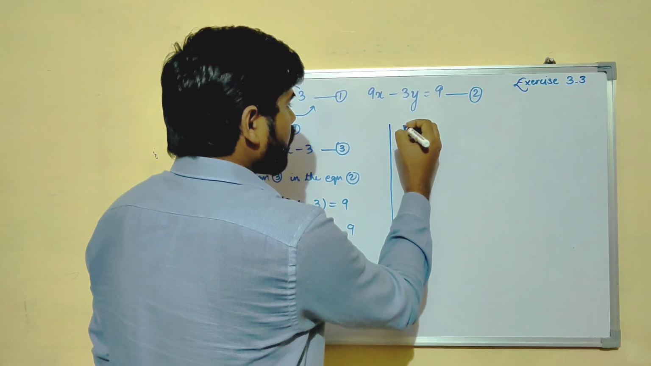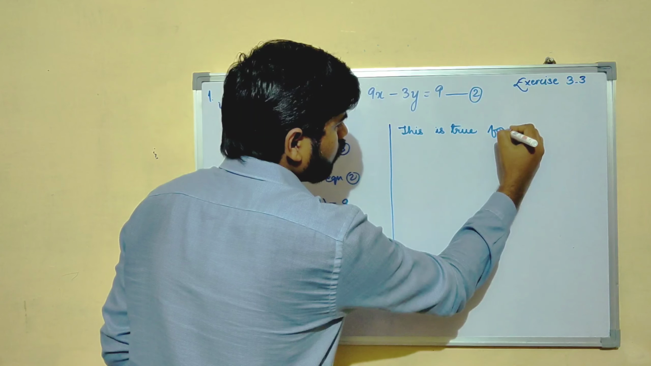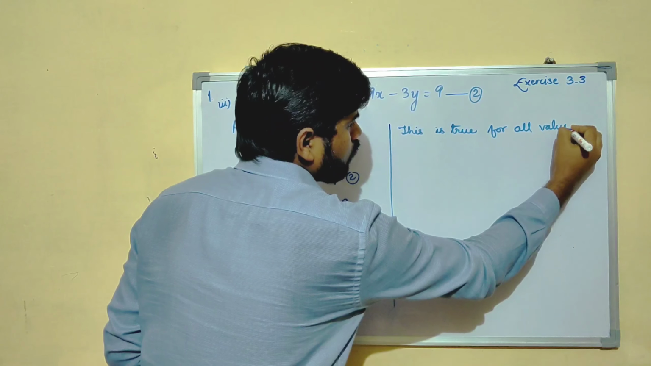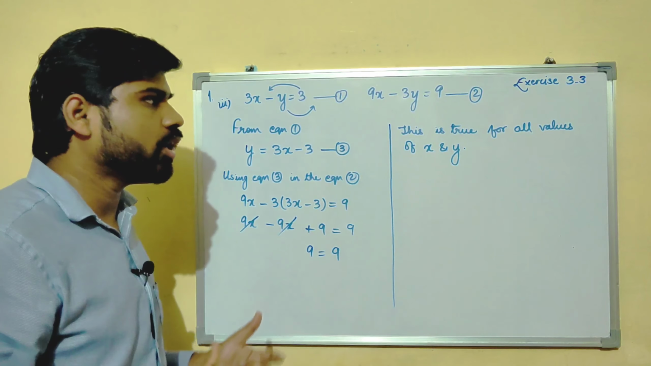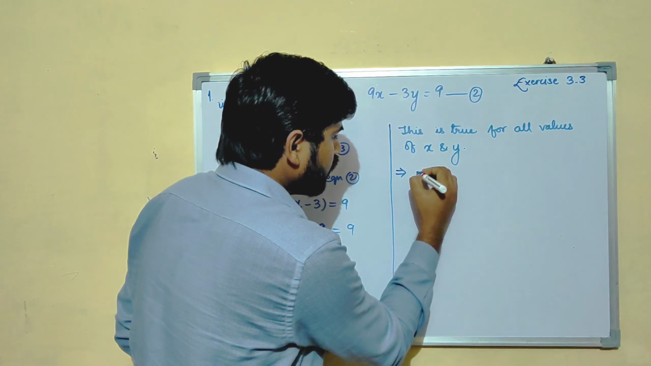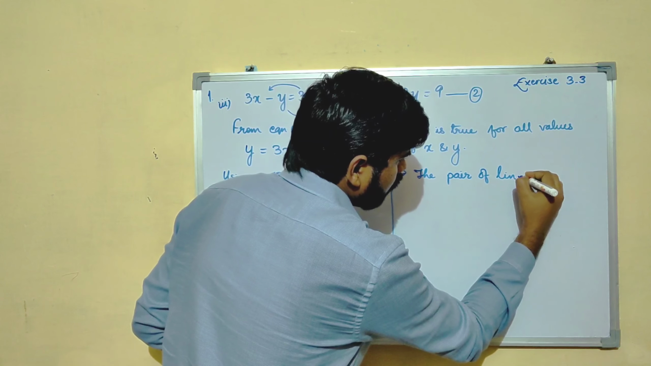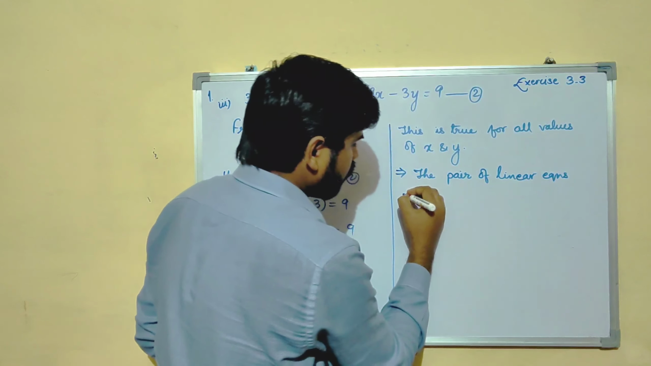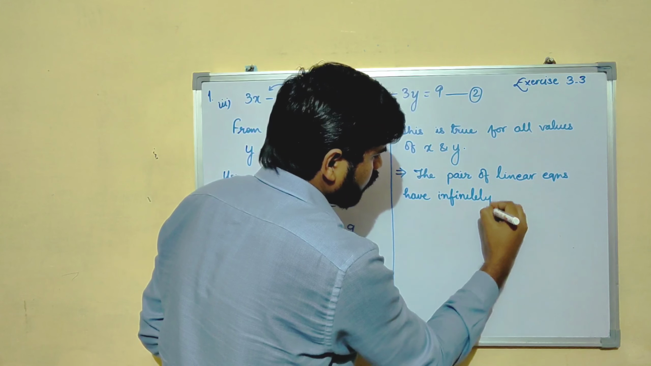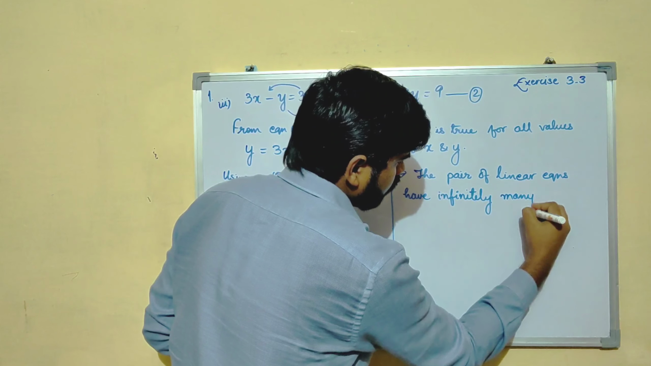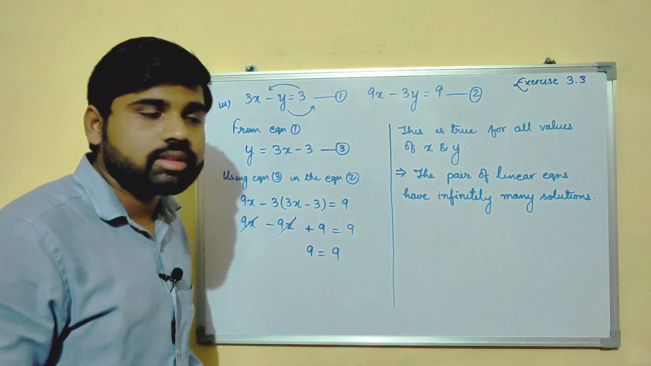Okay. Now this is true for all values of x and y. Okay, this is true for all values of x and y. This implies that the pair of linear equations have infinitely many solutions. Simple. Okay, now let us see the fourth part.